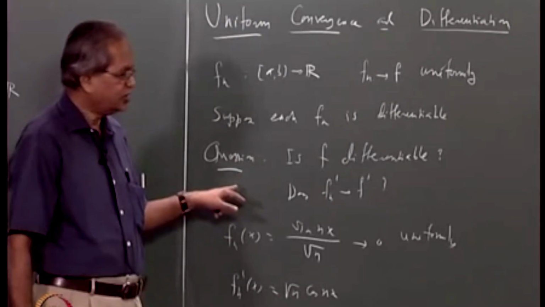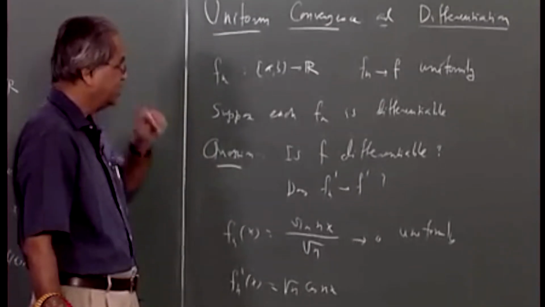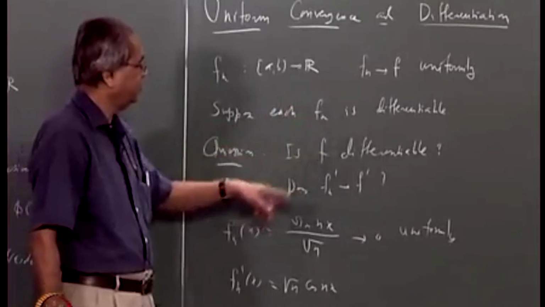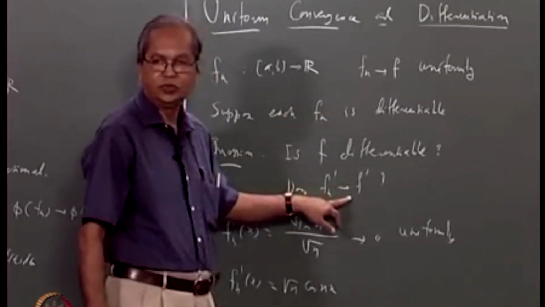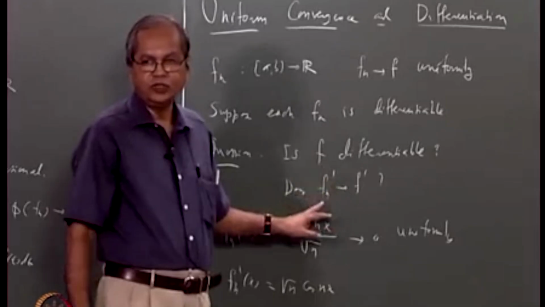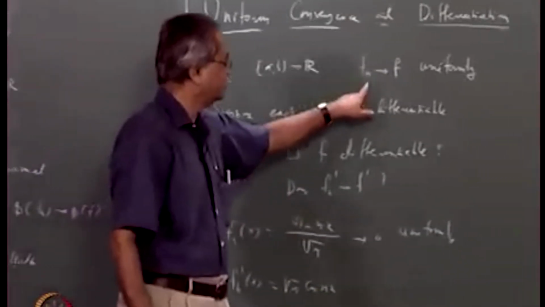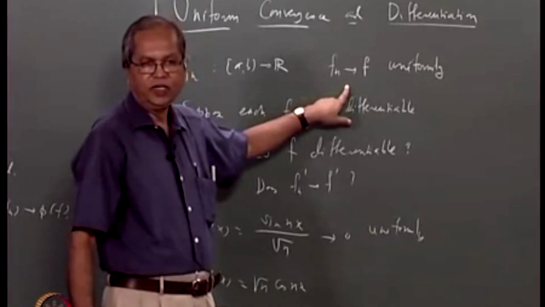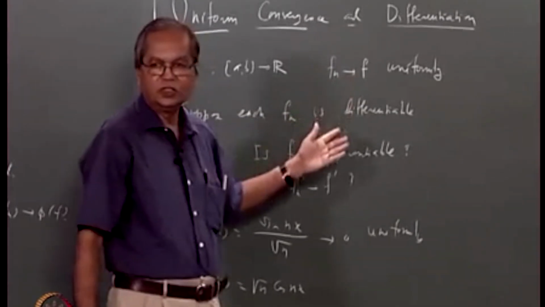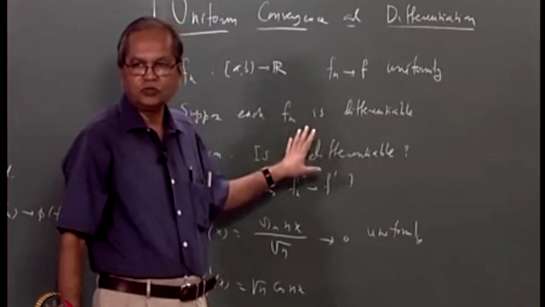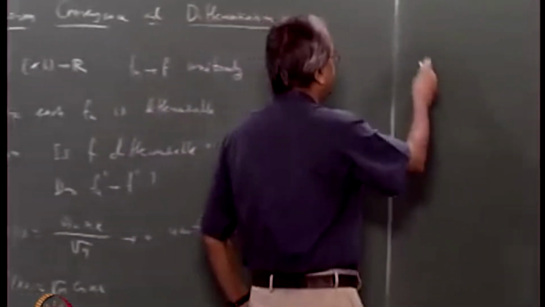So for the derivatives we have to assume something more. Namely, not only that fn converges to f uniformly, we also have to assume that fn prime converges uniformly. That is a fairly strong assumption. Once you assume that, you don't need even the first one. We can in fact simply assume that fn converges to f pointwise, or even at one particular point, that will be sufficient. So let us just see what the theorem says.